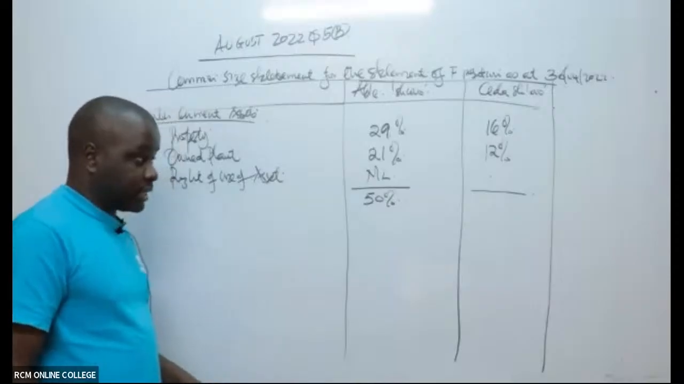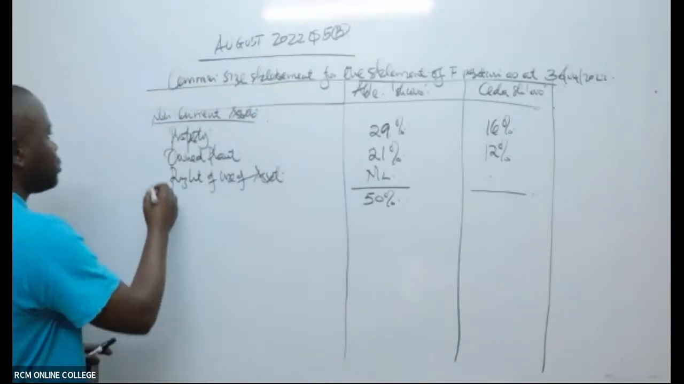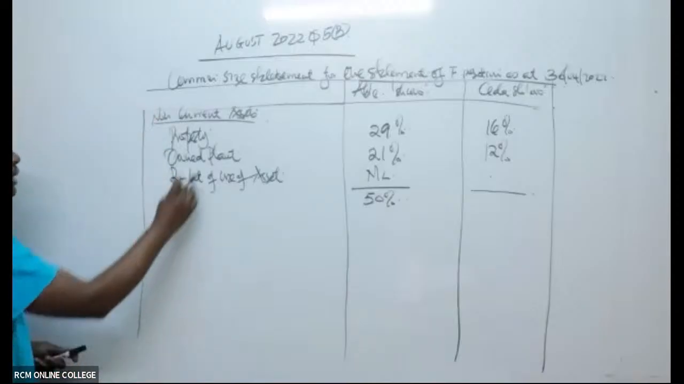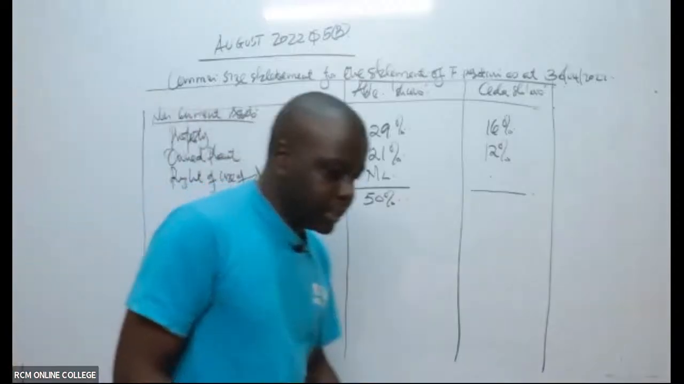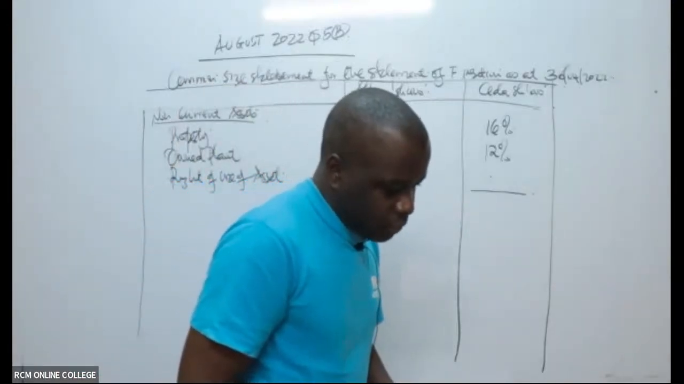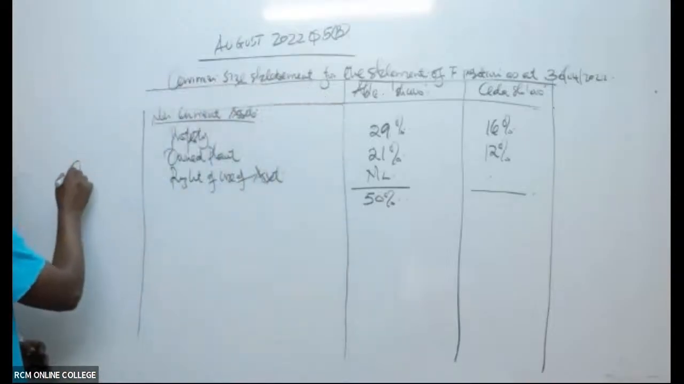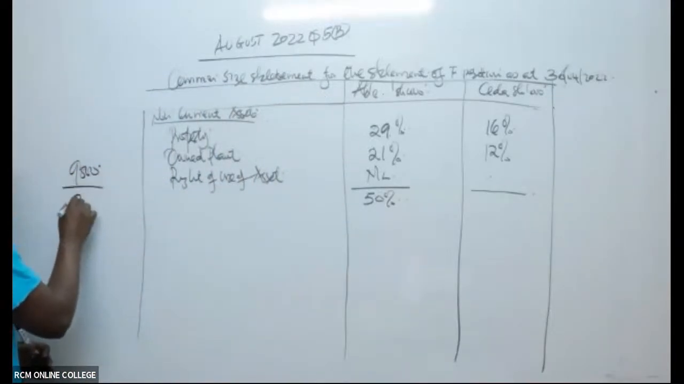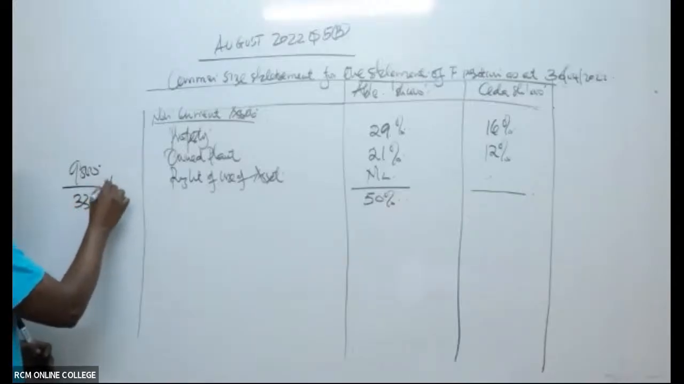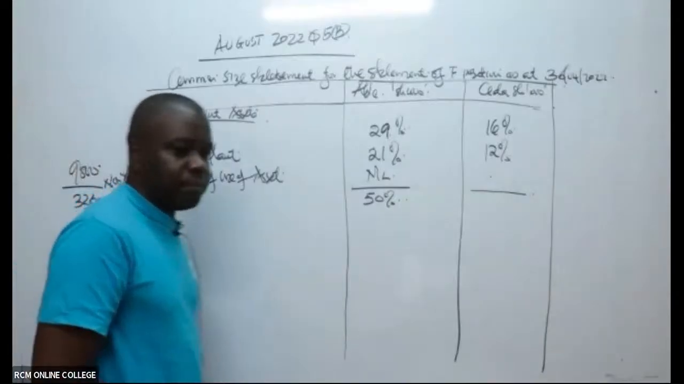I can see Gitonga is asking, what are you using as the base? You use the total assets as the base. For example, if you are converting this property, the figure for the property is 9,800, and the total assets we've been told are 33,600. So 9,800 over 33,600, you multiply by 100%. So use the total assets figure as the base.